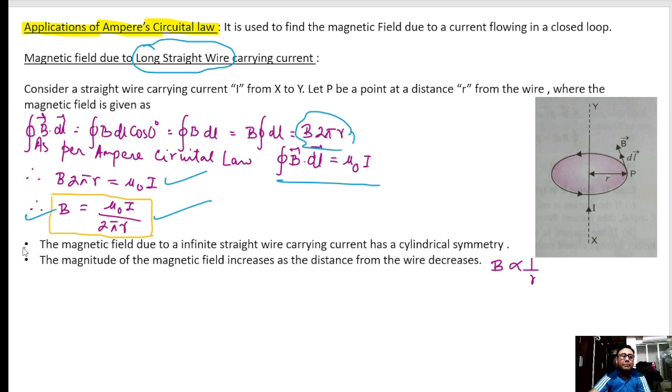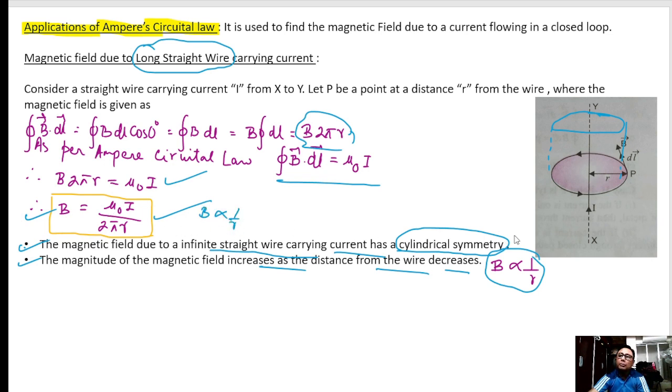Next, the magnetic field due to an infinite straight wire carrying current has a cylindrical symmetry. Please watch. Isn't it looking like a cylinder? So a long straight wire will look like a cylindrical thing. The magnitude of the magnetic field increases as the distance from the wire decreases. See, magnetic field B is proportional to 1 by r. So lesser the distance from the wire, more is the magnetic field. Clear?